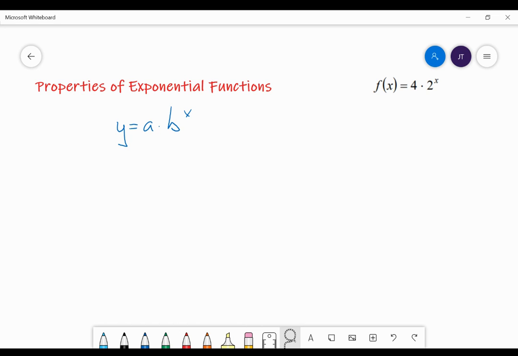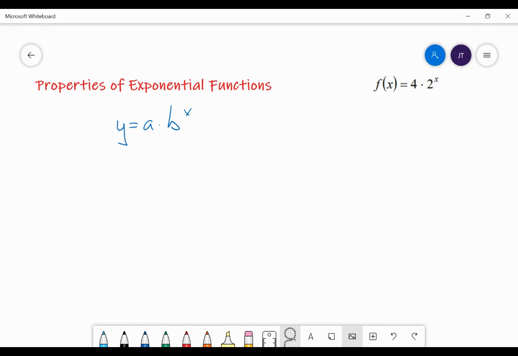All right, guys. So this week we're working more with exponential functions, and now we're just talking about the properties of exponential functions and attributes. Okay, so right here you have what you already see.